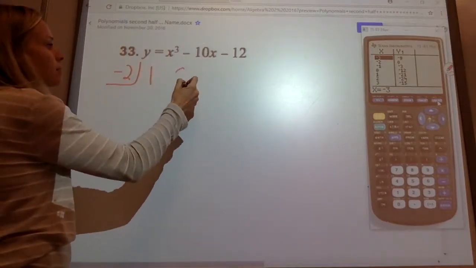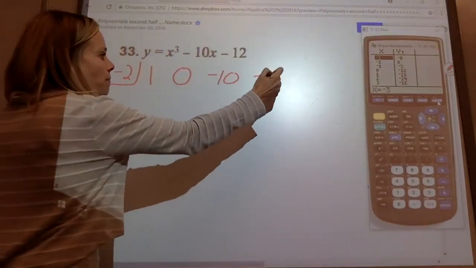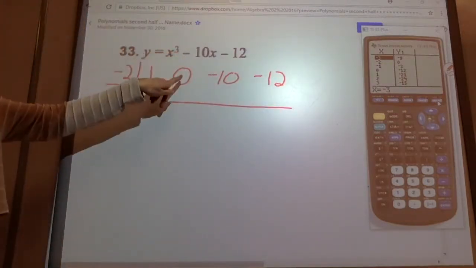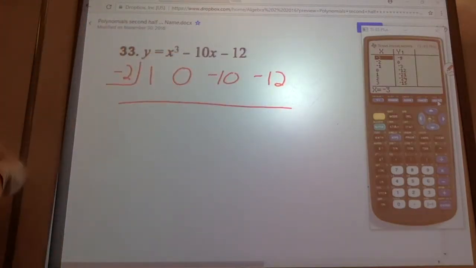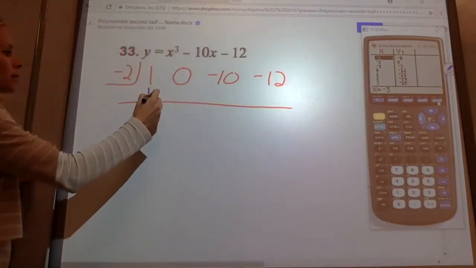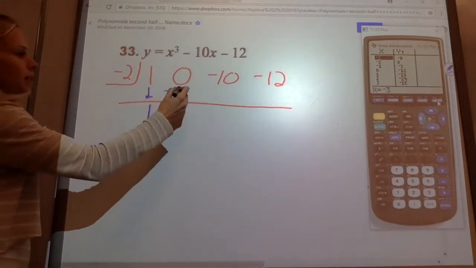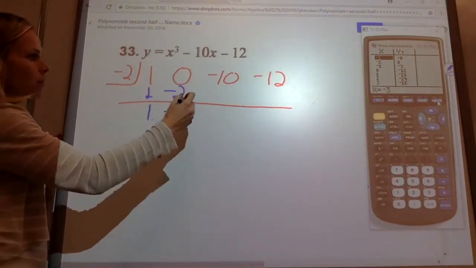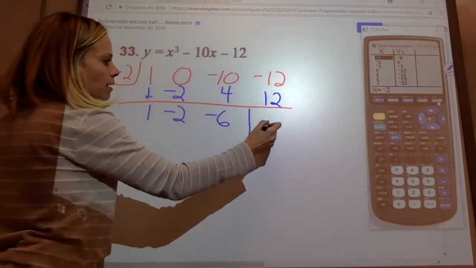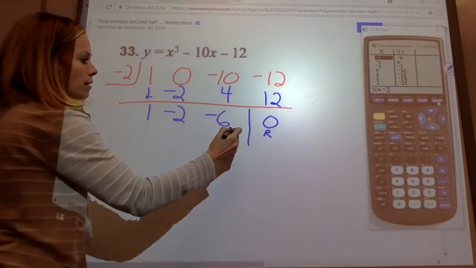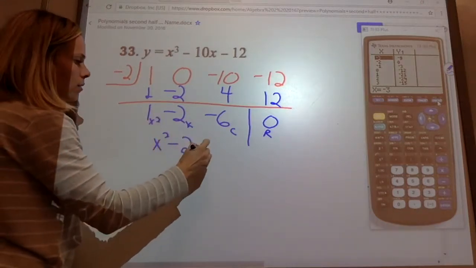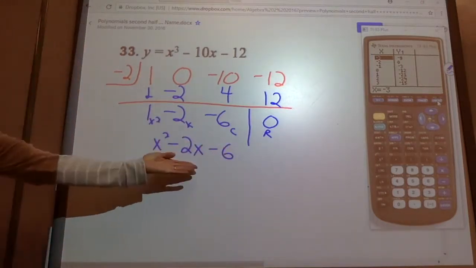So 1, 0, don't forget your 0, right? There's no x squared term here, so I have to put a 0 in for that. And then bring down my first term, multiply, add, multiply, add, multiply, add, I'm good, right? Remainder, constant, x squared, right? I get a quadratic as my quotient.